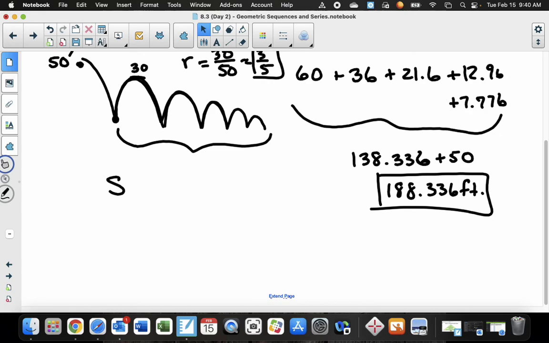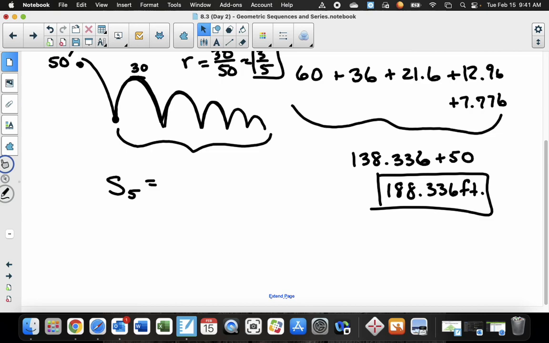Sum of what? How many terms? 5. Thanks, Brian. There's 5 terms, because again, the pattern starts once it hits the ground. So we actually are only adding up those 5 terms, and then again, we'll add the 50 back on. So it's going to be the sum of 5 terms.